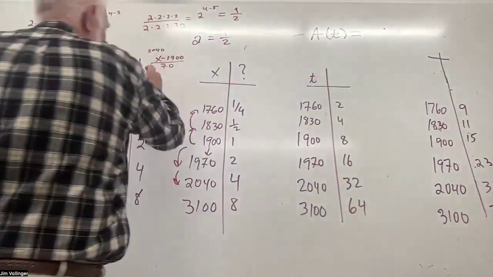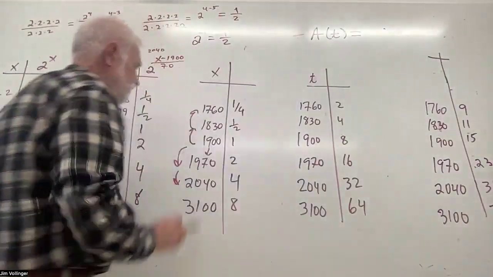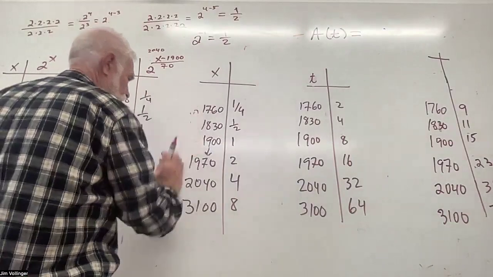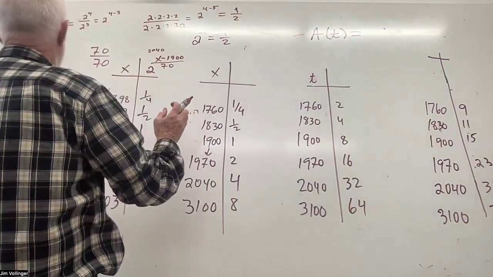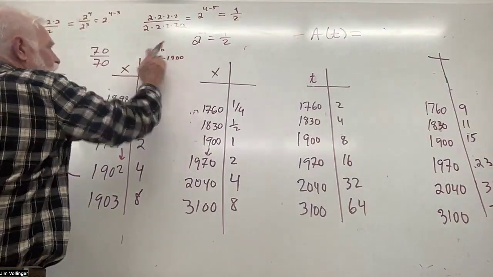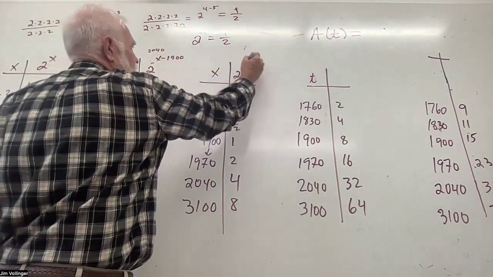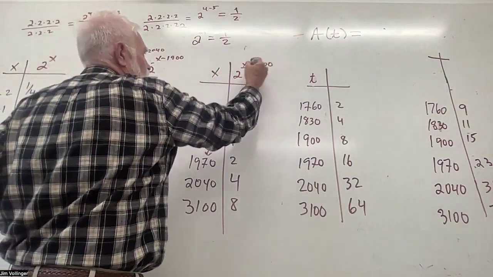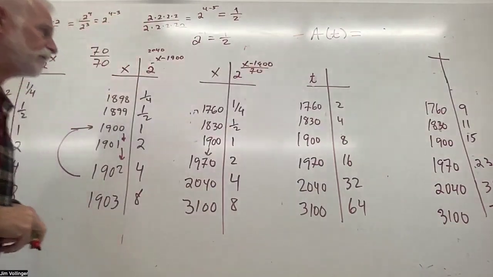How do I get from this to this? Pause the video. I did it. I did the same thing I did over there. This is the one I should have written. 2 to the x minus 1900. This is where we're at, I think. Yeah, you can tell I'm doing this on the fly.